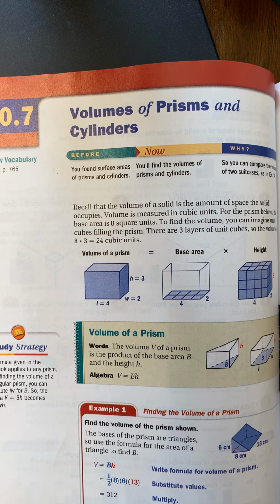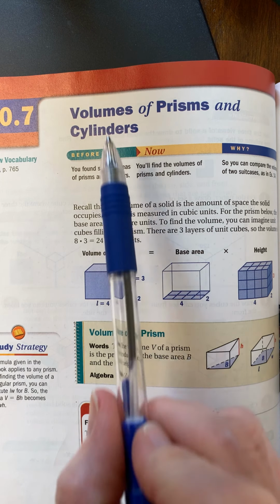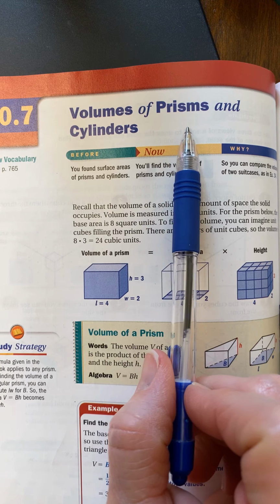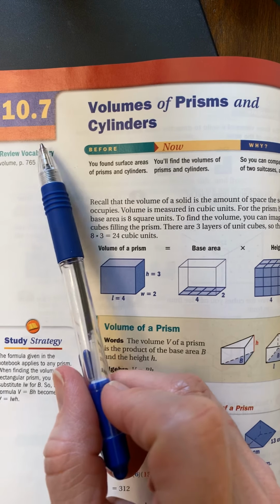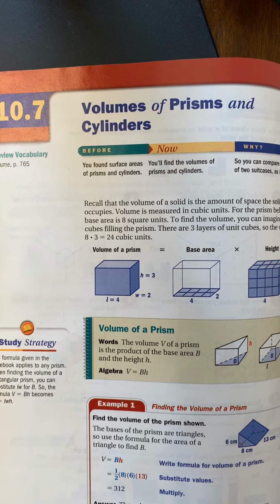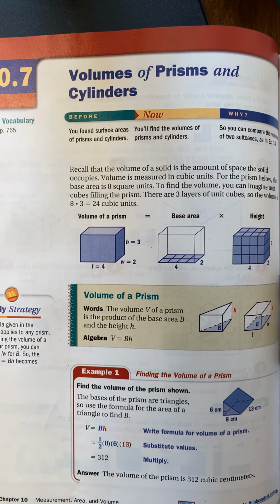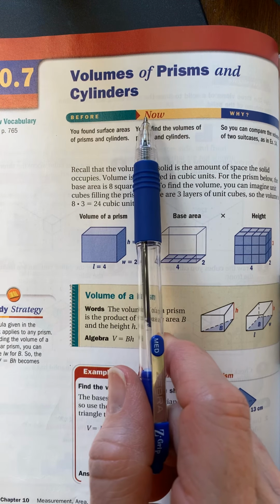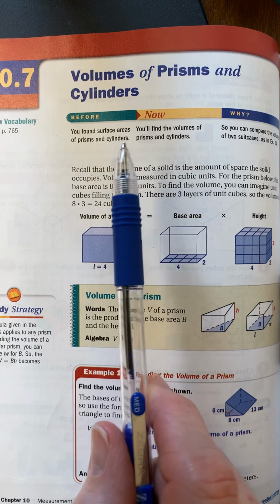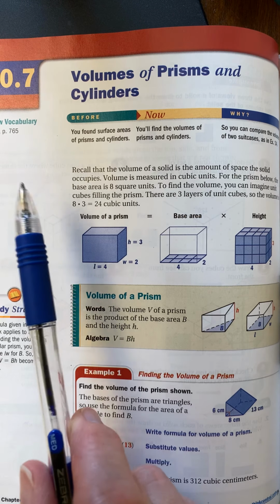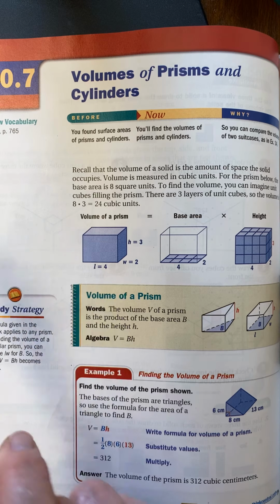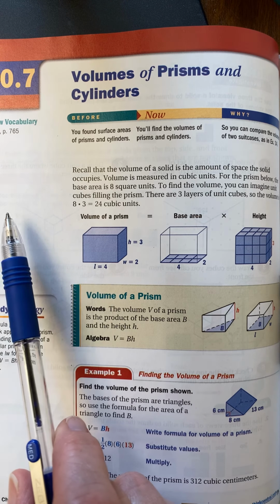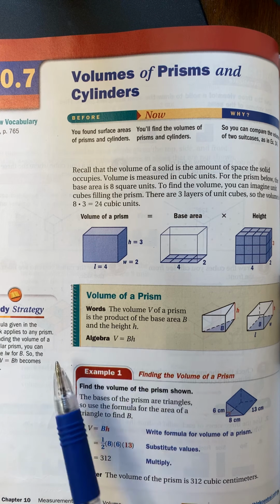Hello, this video is going to take a look at volumes of prisms and cylinders. This is section 10.7 in your book. And actually, finding the volume of a solid is usually easier than finding the surface area. So if you were struggling with surface area, I think you'll find this a little bit easier.